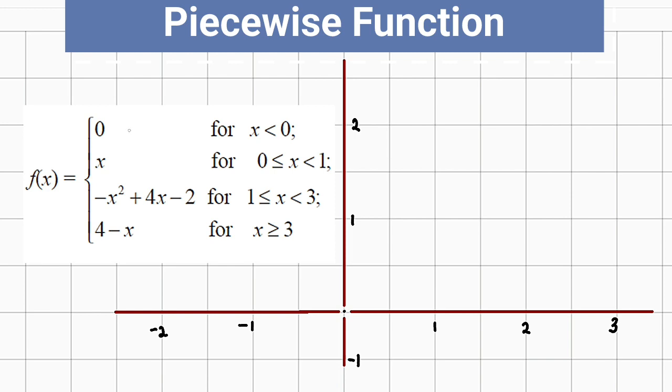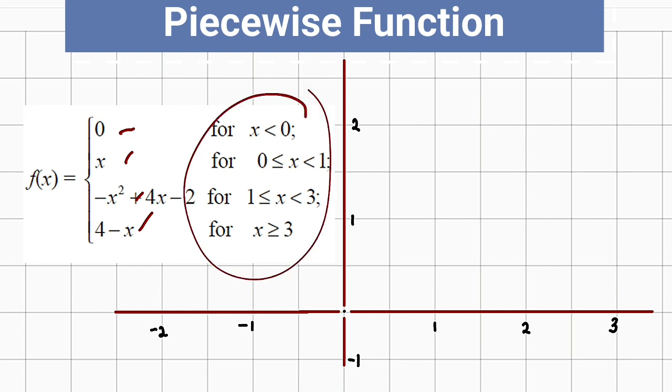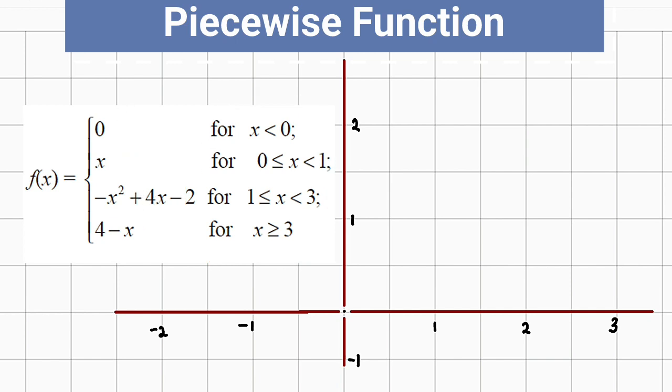So you can see we have four functions that we are going to construct on the same graph. But look at the intervals here. We have to abide by the intervals, right? So let's get started. The first function we are going to construct is f of x equal to 0.